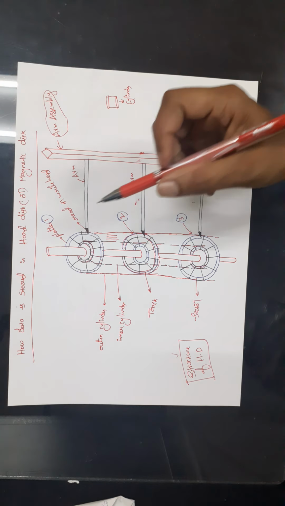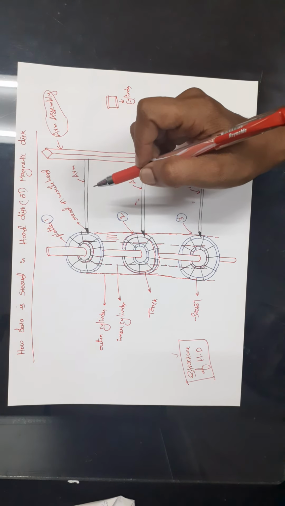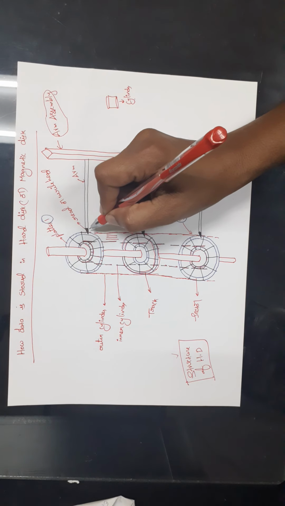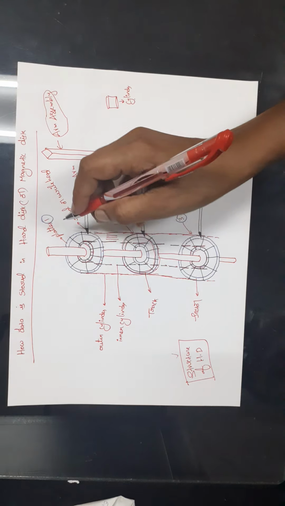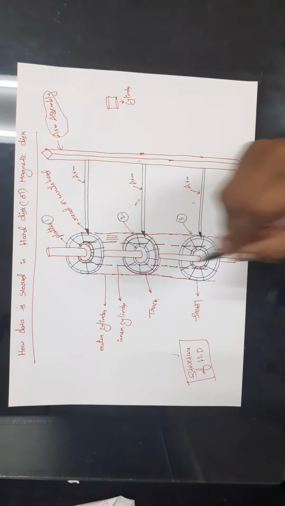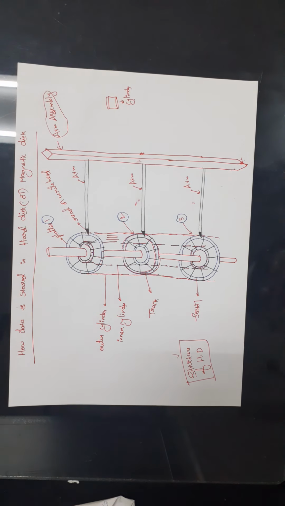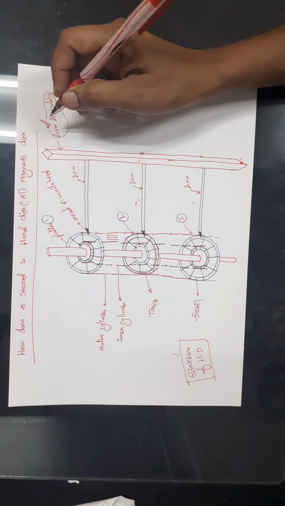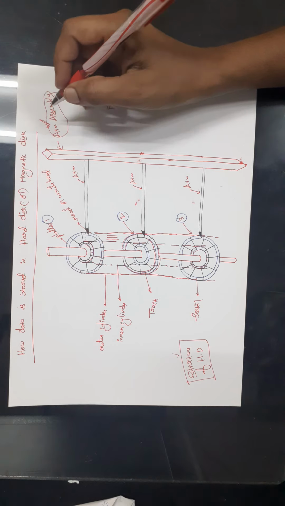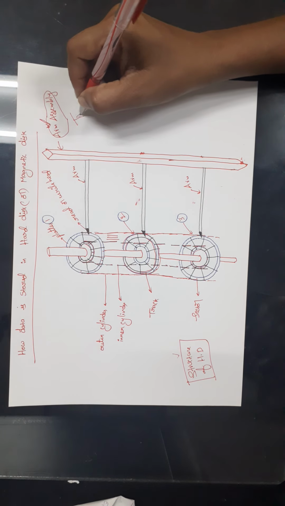For example, now the read or write heads are at the outermost track. If you want to move this read or write head to the innermost track, that means you want to change the track number. In that case, we should move the arm assembly. If you move the arm assembly, then we can change the track number.